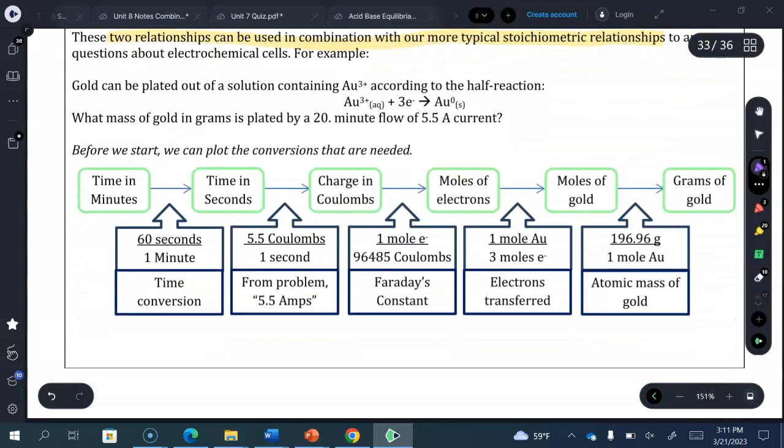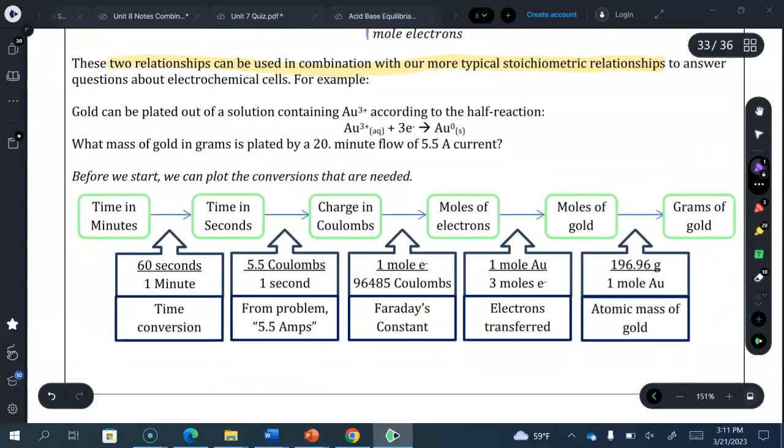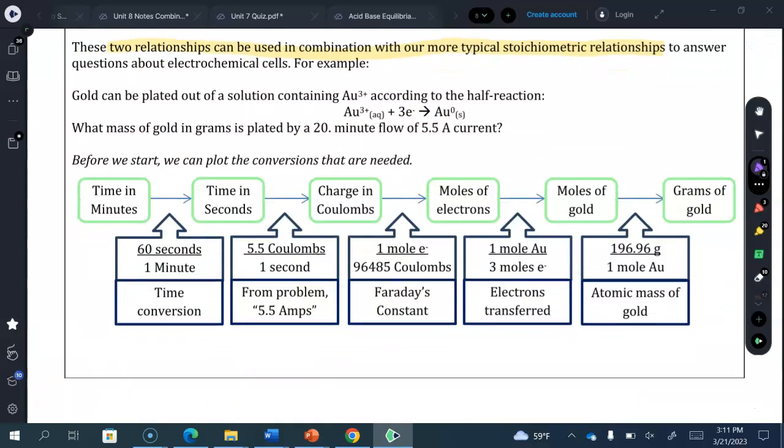These two relationships can be used in combination with our more typical stoichiometric relationships, so grams and moles and particles, to answer questions about electrochemical cells. So like, how fast will the electrochemical cell die out? Or how long will it take to completely run itself to completion and reach equilibrium? Those questions can be answered using the two conversion factors above and our previously covered stoichiometry relationships.